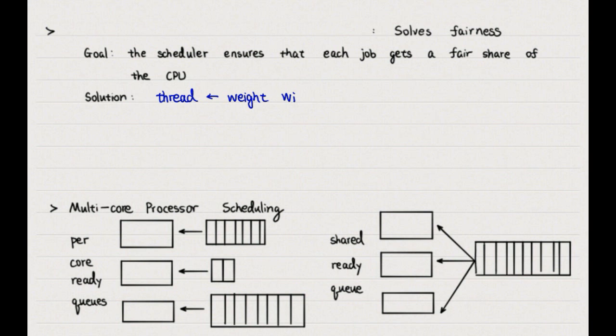We define the virtual runtime of a thread proportional to its actual runtime. This coefficient alpha here is a function of the weight: the weight of the thread over the sum of all weights. The scheduler picks the job with the shortest virtual runtime to run.